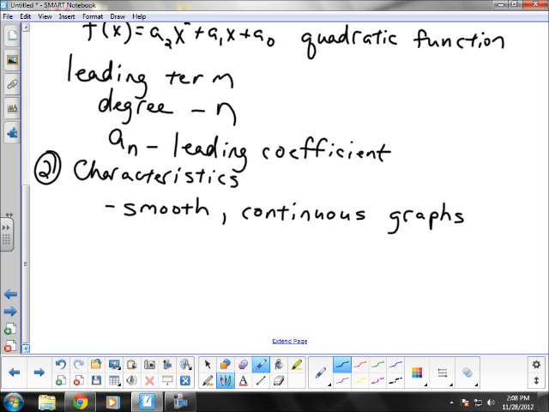Can anybody remind me of what the word continuous means from mathematics? Has no break in it. So in other words, as I'm walking along, there's never going to be a hole or an asymptote or anything else that we've talked about in this graph, right? There's no ending point. It's just a nice, smooth, continuous curve with no gaps.